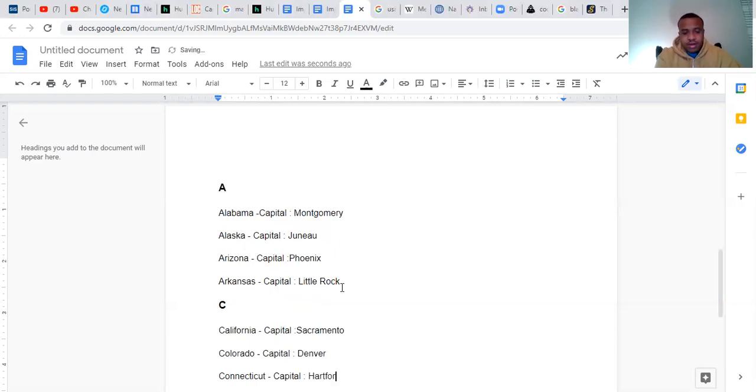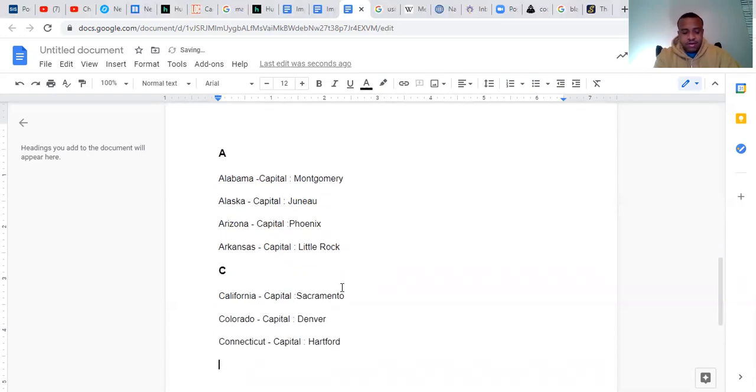Hartford. Capital of Connecticut is Hartford. Let's go to letter D.